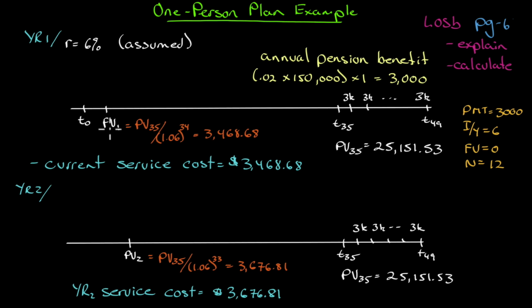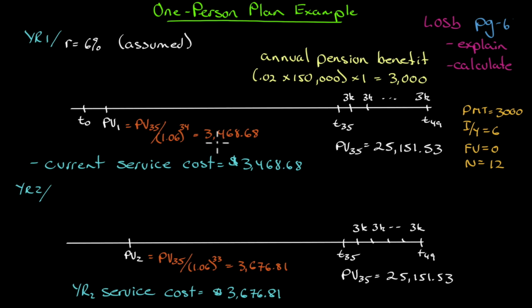We want to bring it all the way back to PV1. So PV35 divided by 1.06 to the power of 34, because we're already 1 year in, is 3,468.68. So that is our pension obligation. So for the current year, we should record as a pension expense for this individual $3,468.68. And that would be our pension expense.